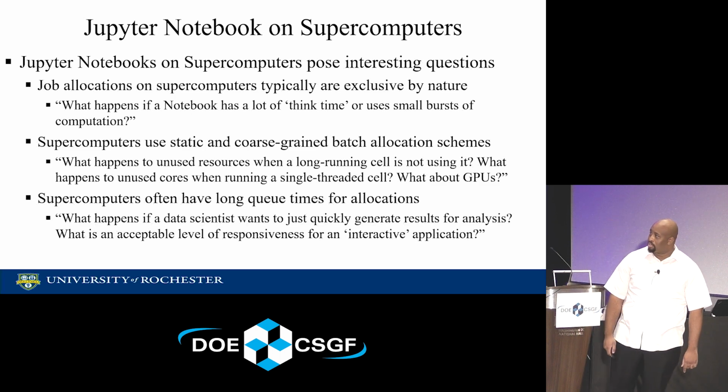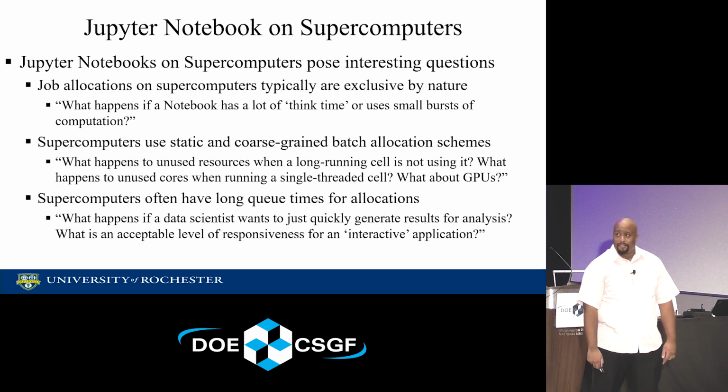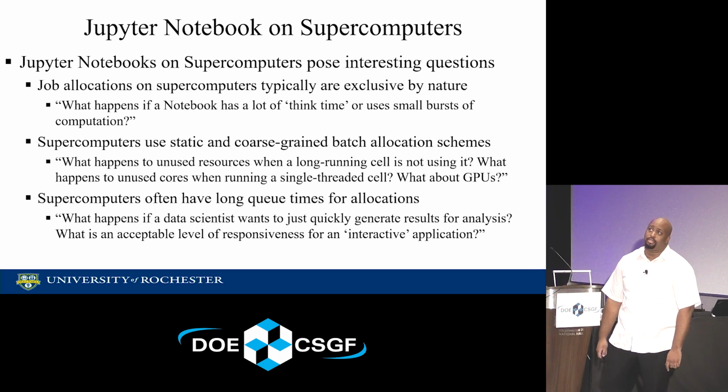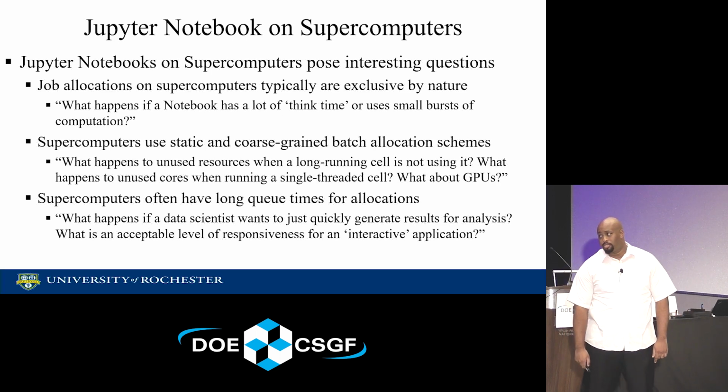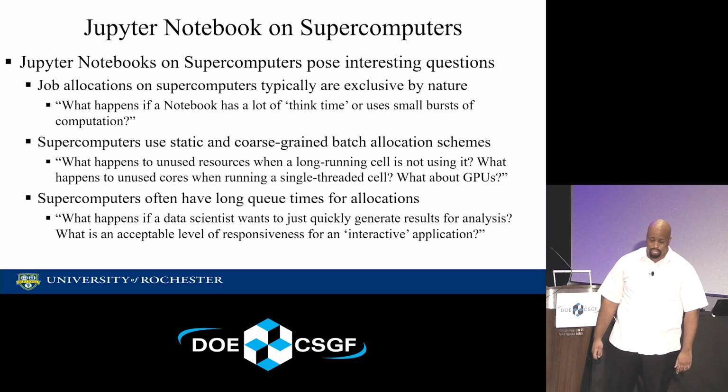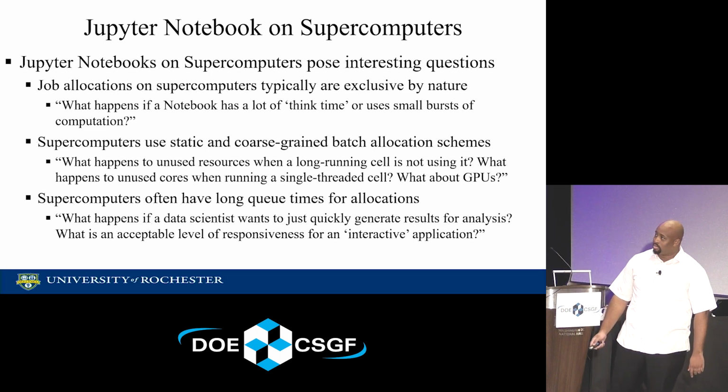Supercomputers often have long queue times for allocation. So if you want to go with the route of, say, having each cell be its own batch allocation, then what happens if a data scientist just wants to quickly generate the results for some analysis? What's the acceptable level of responsiveness for an interactive application?